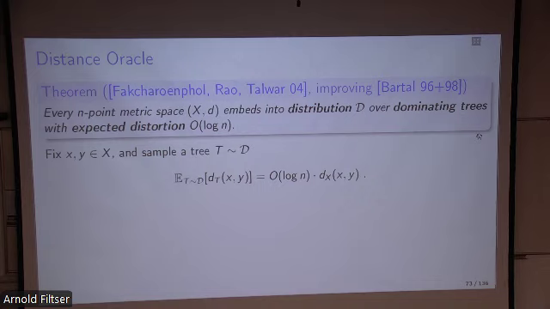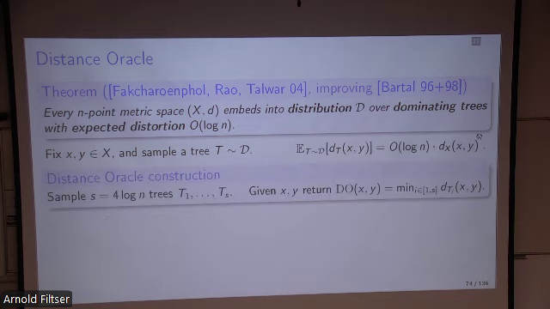Suppose that I fix a pair of points and I sample a tree from this distribution. What I will get is that the expected distance will be at most log n times larger. And the idea will be simply to sample many trees. So in this case, log n different trees. I'm sampling log n different trees. And given a query x and y, I will go over all the trees. In every tree, I'll compute the distance between x and y. I will also prepare for that. It will be easier because it's a tree. And I will return the minimum observed distance.